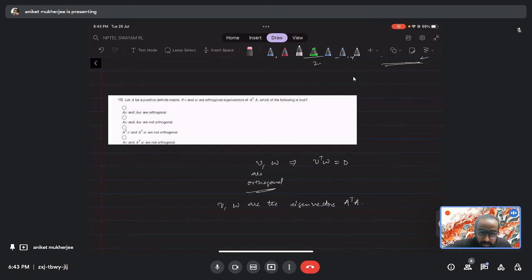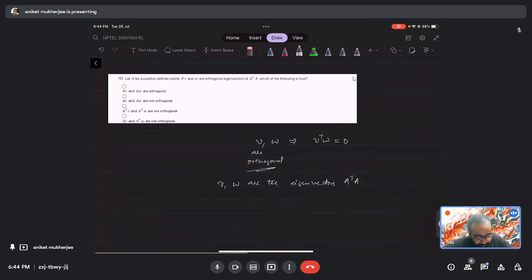Yeah, V and W are the eigenvectors of A transpose A. I'll write the properties later. I need to show that AV and AW are orthogonal. So I have 4 options. Let us go through all the 4 options and see which of those make sense.